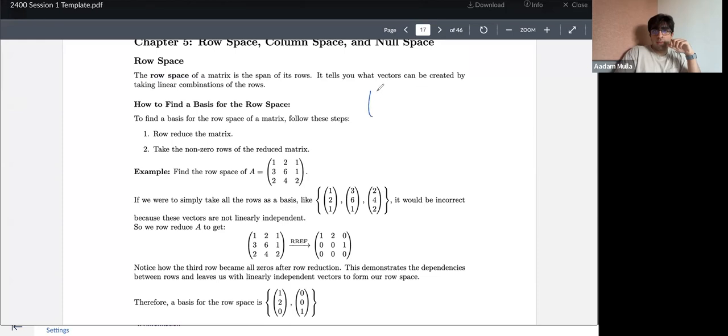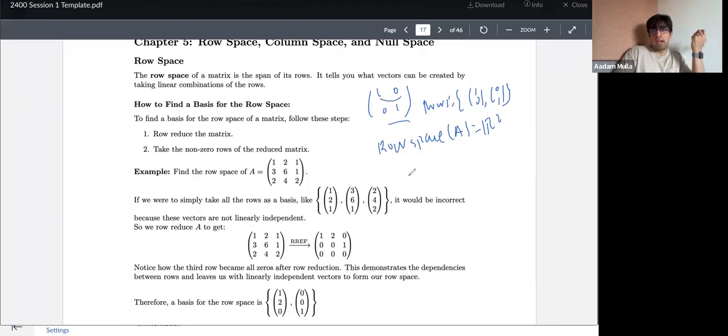So if I had a matrix like 1, 0, 0, 1, what are the rows of A? If I write them as vertical vectors, they're 1, 0 and 0, 1. So we would say the row space of A is R2, because these rows can span R2. They can make anything in R2. So how do we find a basis for the row space? The rows themselves are a basis for the row space: 1, 0 and 0, 1.